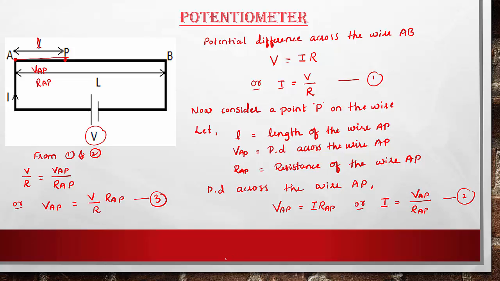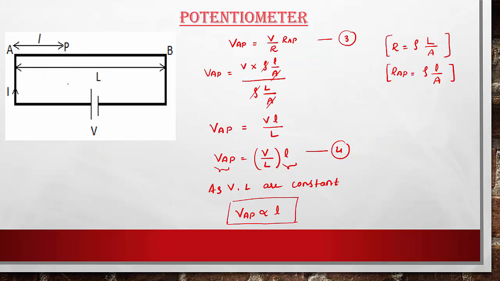So the potential difference between A and P is VAP, the resistance will be RAP, and the length is small l. Capital L is the total length of the wire. So we came to know that VAP, that means the potential difference across any 2 points on the wire, is directly proportional to the distance between the 2 points. This is the principle of potentiometer.